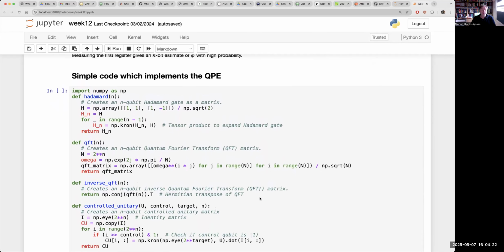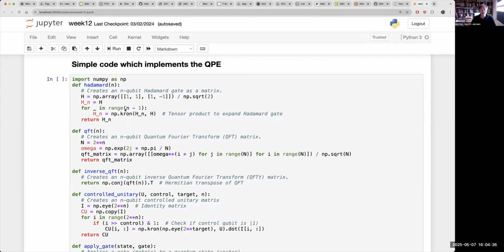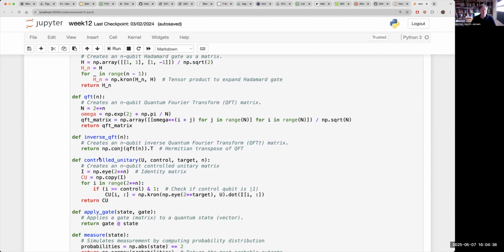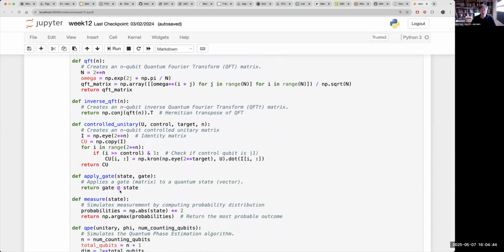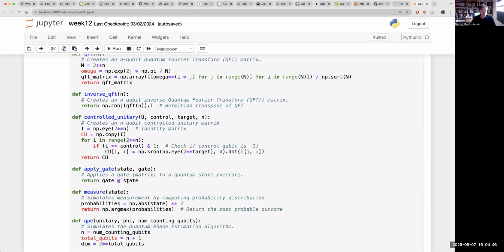So you will now see a simple implementation of it. This is a very simple code. We have a Hadamard, we have the QFT operation, we have the inverse QFT, which simply takes the QFT operation we have here. And then we have a controlled unitary here, which is then applied to the state. We apply the gates, so gates times state.